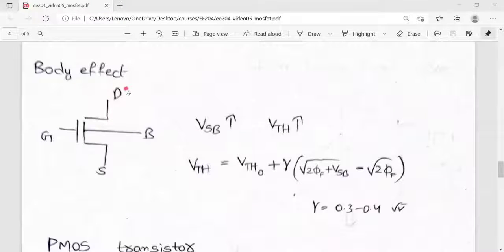There is a body effect which we'll consider if VSB is not equal to 0. If VSB increases, VTH increases. VTH is given by this formula. Here, gamma lies in between 0.3 to 0.4.